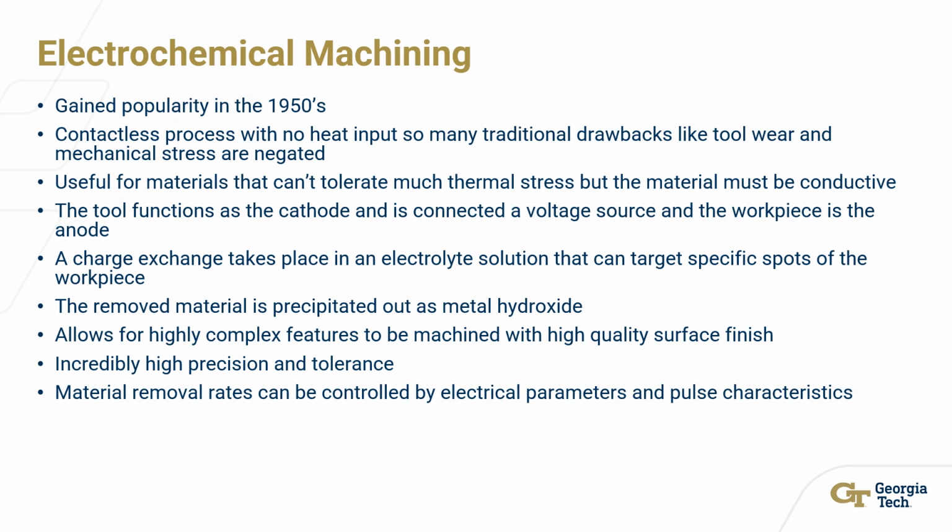The next method I'd like to talk about is electrochemical machining. It was first proposed by a scientist in 1929, but really started to gain popularity in the 1950s. It's a contactless process with no heat input, no real contact. So things like mechanical wear, thermal stress, all those problems are avoided. So that's very useful. But one drawback is the material must be conductive in order for the process to work.